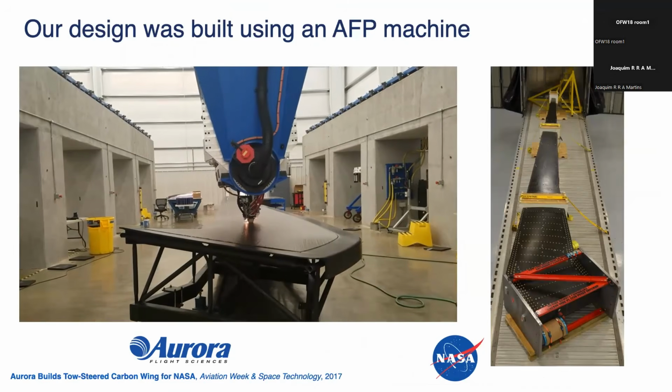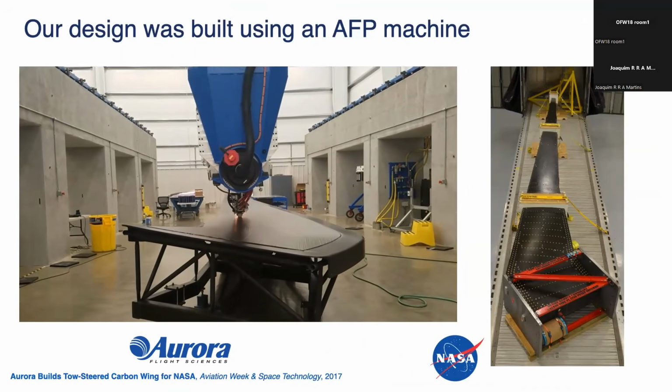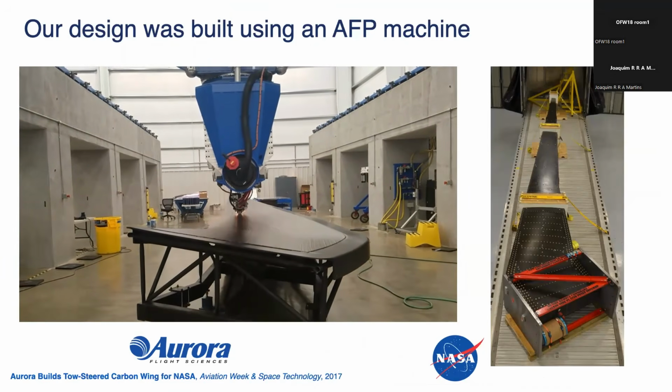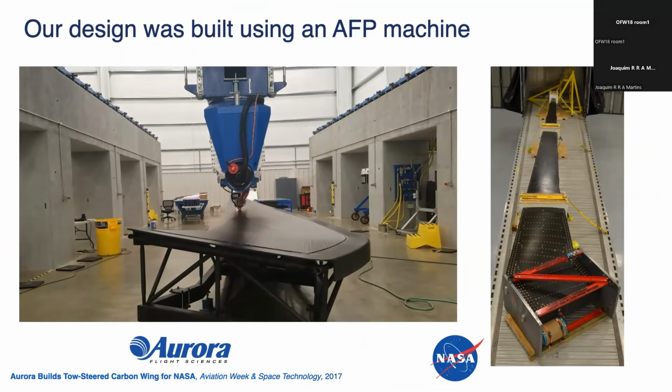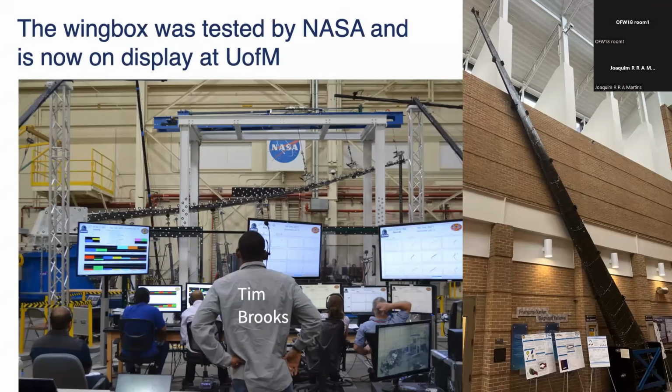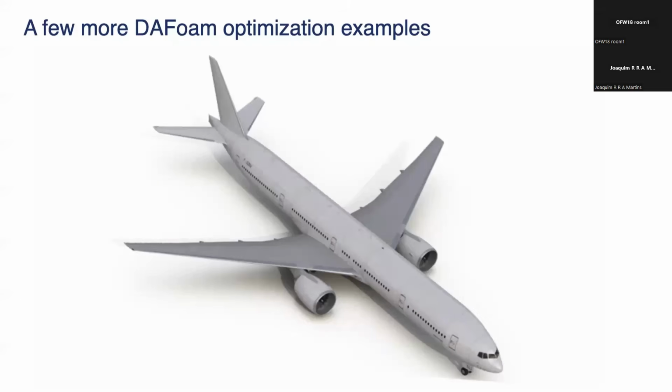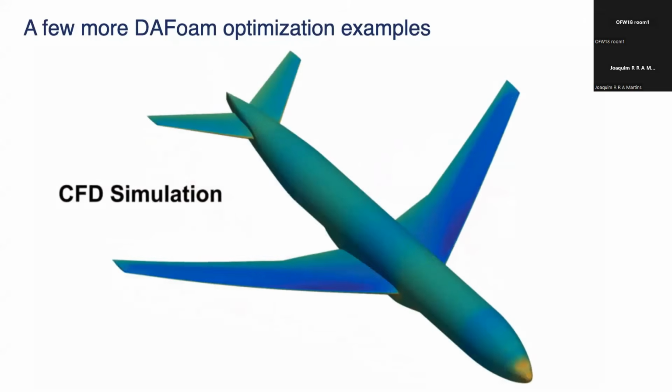You can see the tow path of this building with the automatic fiber placement machine. On the right, you can see the wing after it was built. That got tested at NASA Armstrong. And after the testing, it didn't break, by the way. That's great news. After testing, they had no use for it, so we brought it into the University of Michigan. It's now in our Aero building on display there. Okay, so let me show you a few more multidisciplinary examples of OpenFOAM.